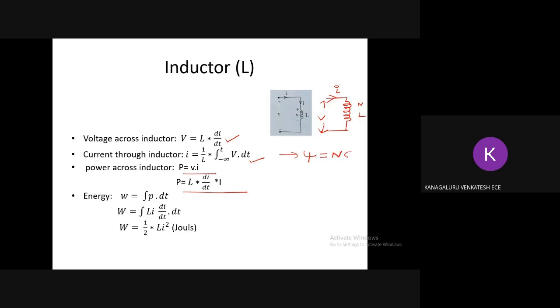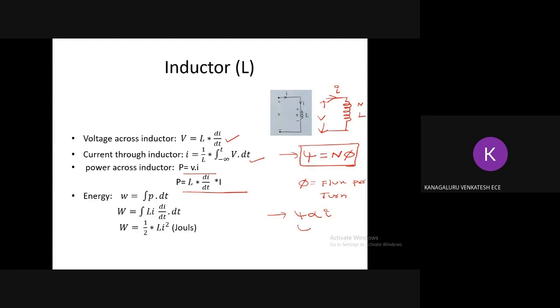The total flux is nothing but N into phi, where N is the number of turns of the coil and phi is the flux per turn, the flux for one turn. This is psi: psi equal to N into phi. So total flux is nothing but the number of turns multiplied by phi. And we know that the total flux produced is directly proportional to the amount of current flowing in the coil. Obviously, we can understand that.